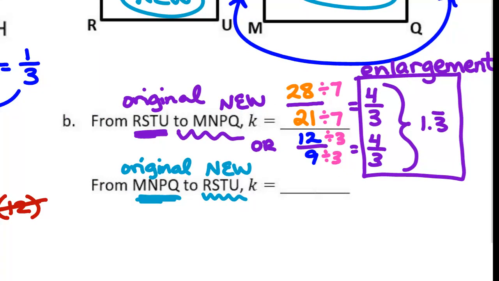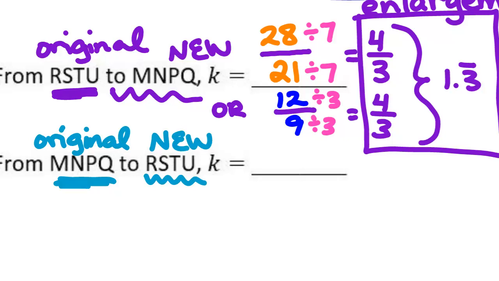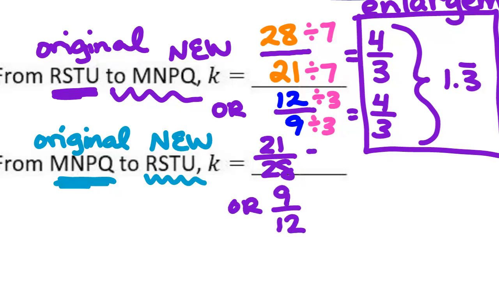If my original and my new switch places, then the top and bottom of my fraction are going to switch places because now the new is opposite of what it was before. So I would have 21 over 28, or 9 over 12, or you could jump right to their simplified form. That would be 3/4 either way.